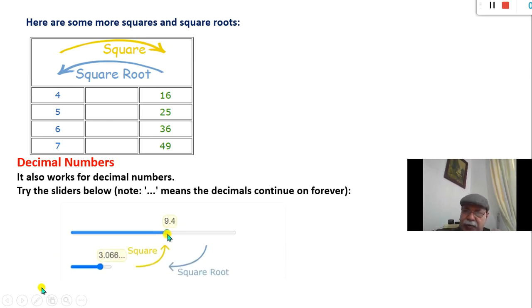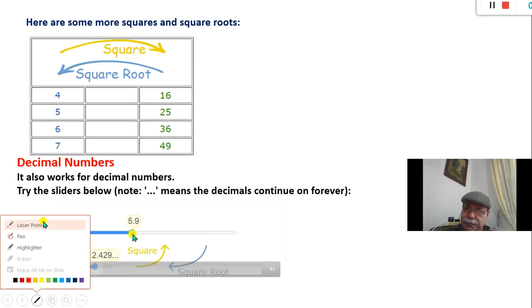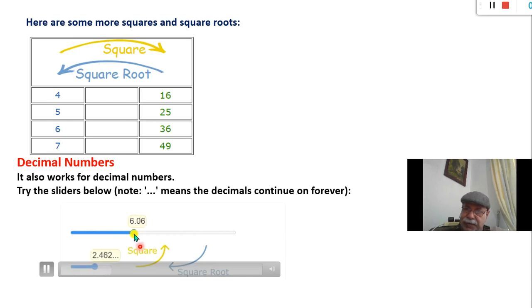You see? When you move the line or point to the left and right, the square and the square root change. It's different here, and it's different also here. If I move this, the square changes and the square root also changes down here. If I change any square root, the square number changes and the square root also changes.